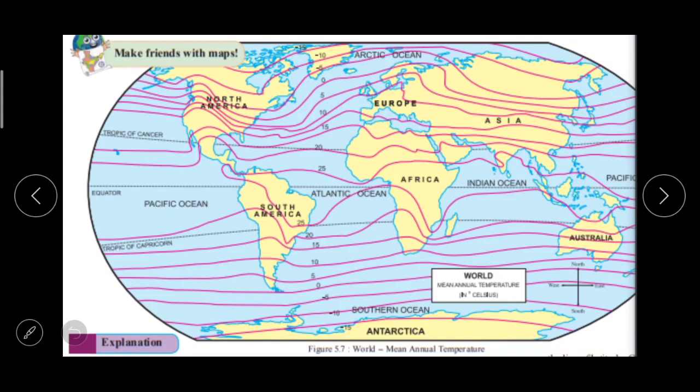Now the next one, the isotherms in the southern hemisphere are fairly parallel to the latitudinal lines, and in the northern hemisphere the distance between these lines varies. So if you have to understand this in detail, just go through figure 5.7.